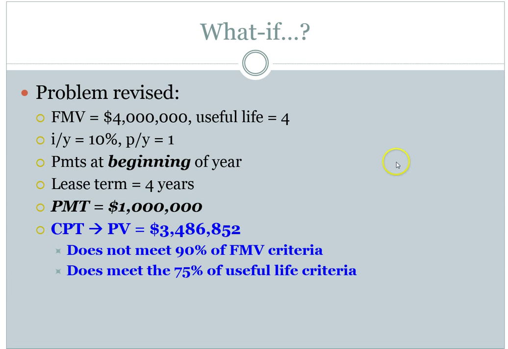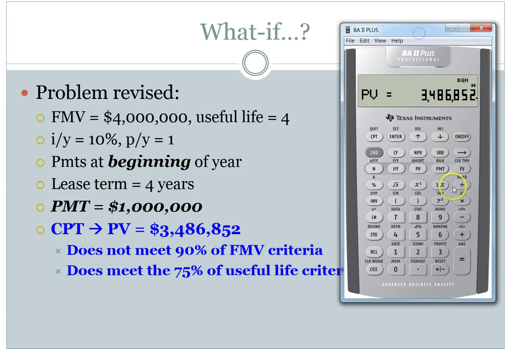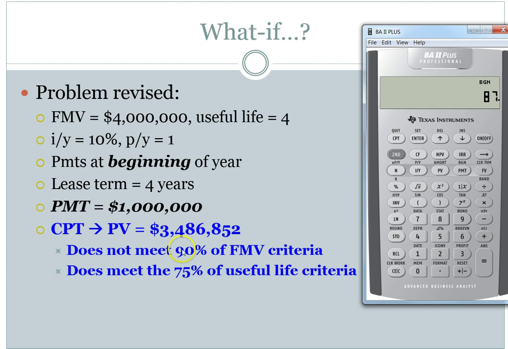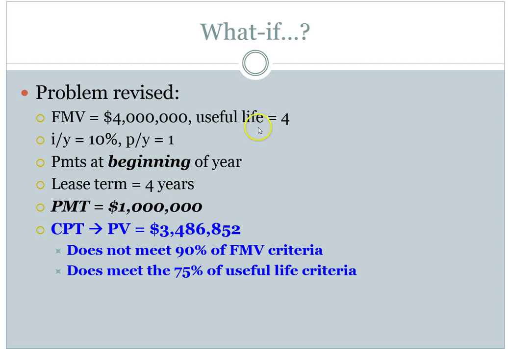And by the way, in the context of a lease, this would not meet the 90% criteria. 3.5 million out of 4 million. If we just divide this by 4 million and multiply it by 100, we can see that that's only 87% of the fair market value. If this were a lease contract, it would certainly meet the 75% criteria of useful life. 4 years out of 4 years is obviously 100%.